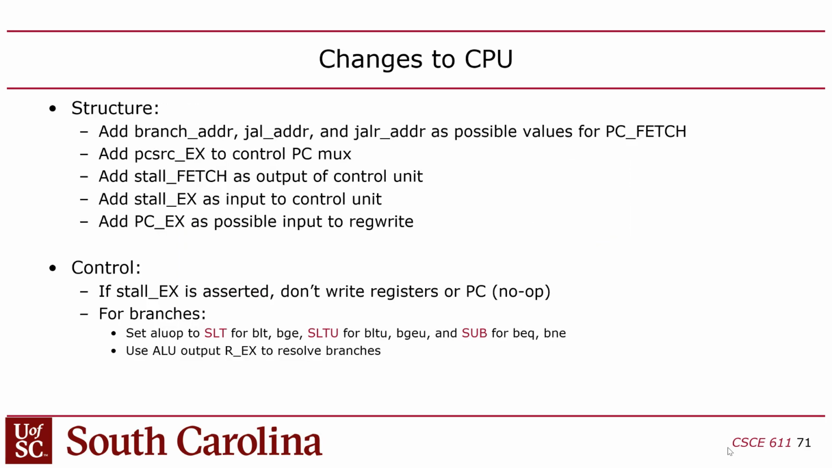All right, so here are the changes you need to make. You need to add the branch address, JAL address, and JLR address in your code. I give you the code for doing that; you just have to copy paste it in. Add the PC source to control the PC mux. You have to add the PC mux, but that's just a ternary statement. You have to add stall_fetch as an output of the control unit, and stall_EX as an input to the control unit, and then of course join them with a register. Add PC_EX as a possible input to reg write. And this is what I just explained: if stall is asserted, don't write.